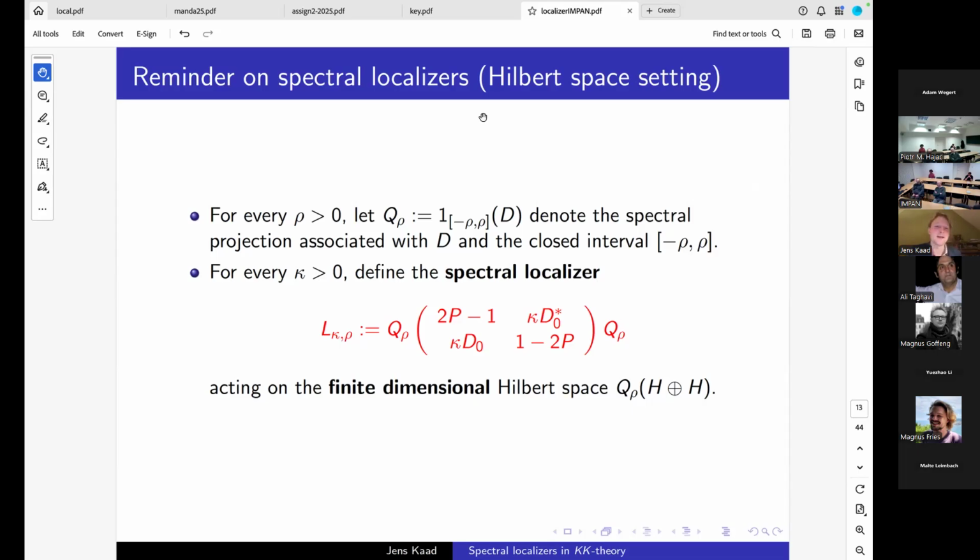But I'm really interested in this because I would like to have another way of constructing homomorphisms between K groups. So I really want to find something which is not necessarily a class in KK theory, but which gives you homomorphisms between K groups.